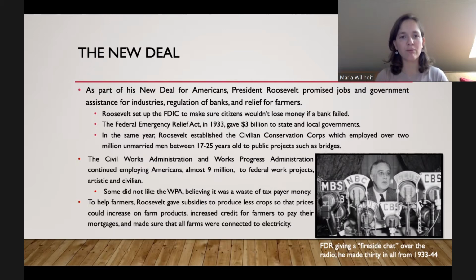So Roosevelt made a promise. He set up the Federal Deposit Insurance Commission, I believe, and we call it the FDIC. And it's an insurance that if a bank fails, the government will give you up to a certain amount of money if you lose your money from the bank's failure.